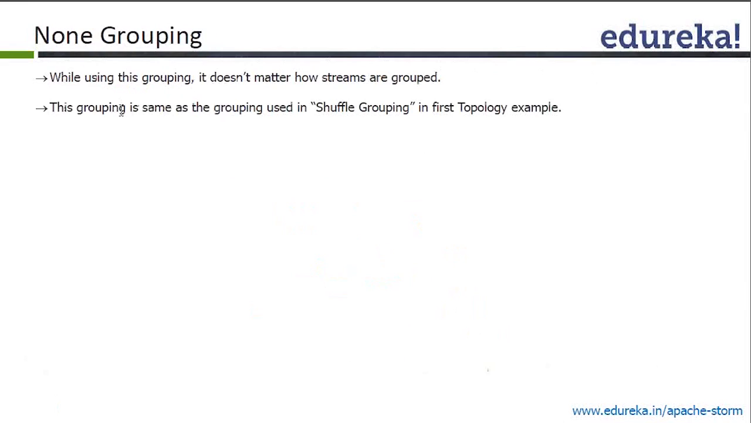Now there is one grouping called non-grouping. Essentially, it is the same as shuffle grouping. Then why is it called non-grouping? This is the statement written even on the Storm site: right now it is the same as shuffle grouping, reserved for some sort of future grouping which might come. Typically people don't use it because shuffle grouping solves the problem.